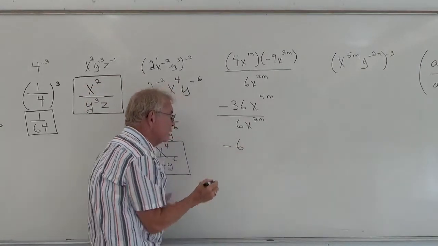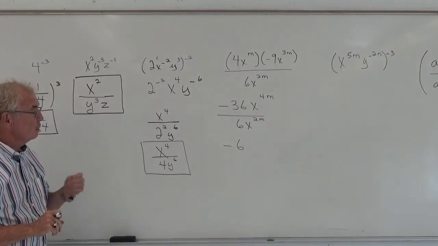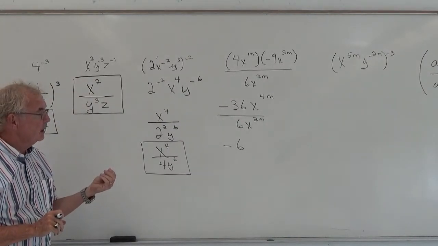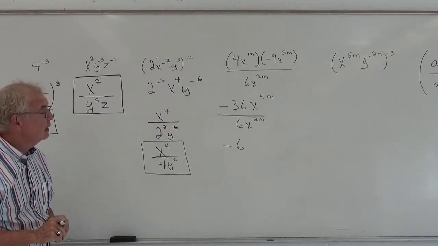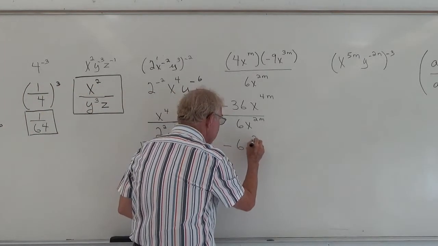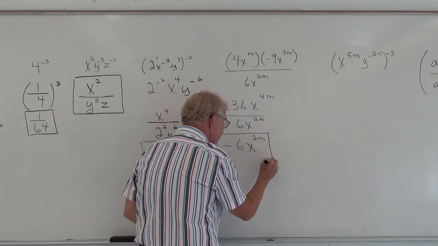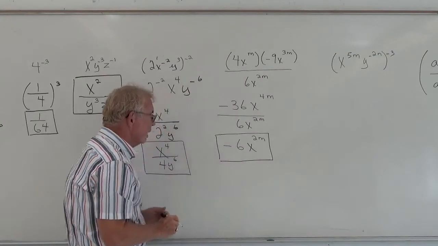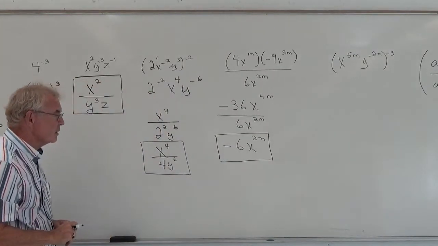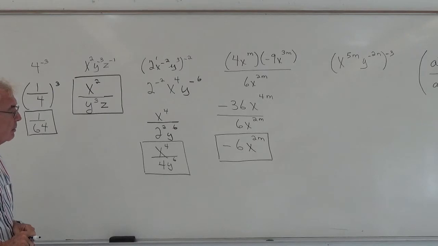Now, what did the division rule say? We subtract exponents. So what's 4m minus 2m? 4 minus 2 is 2. So there's your answer. I like to give problems with variable exponents just to let the student reinforce it and realize it's no different than if they were numerical exponents. Okay, so that's an interesting problem.